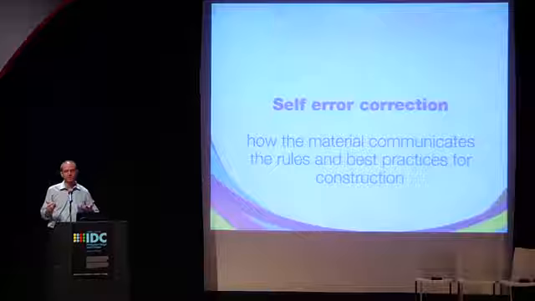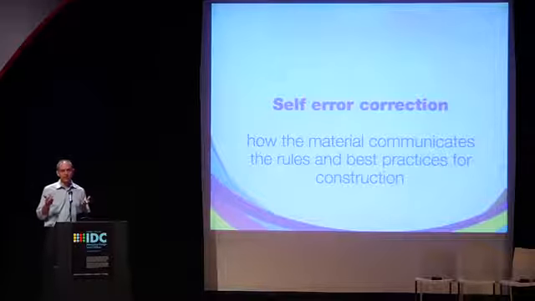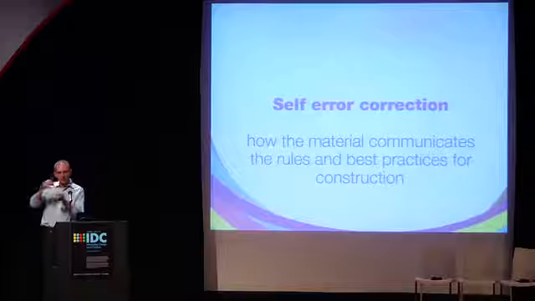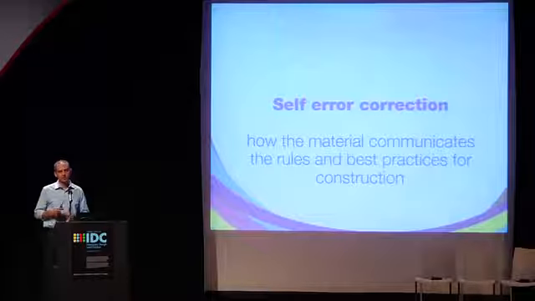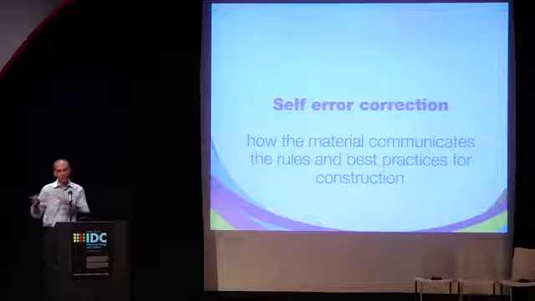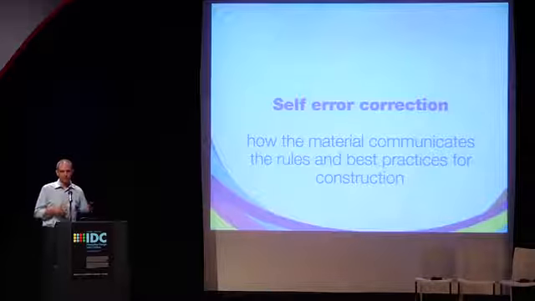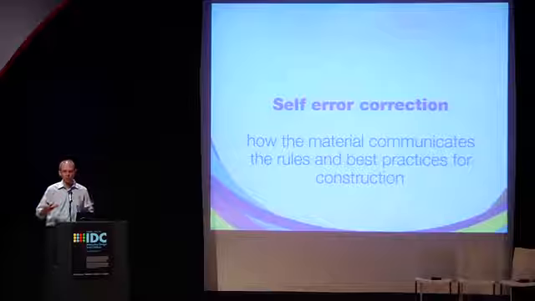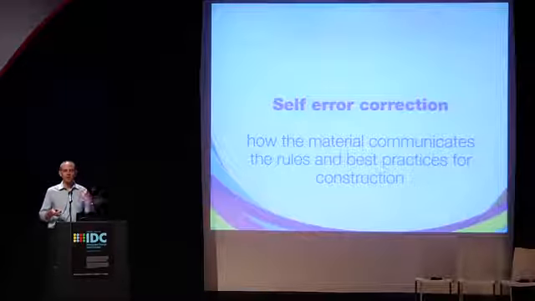So the best example of this is Lego. Lego self-corrects. It has built-in error correction. So there are only certain ways you can build Lego. So you and the material, you're a better builder with Lego than without. It helps you build, and the material communicates to you the norms of construction. So those are 2 criteria that I use to evaluate those designs.